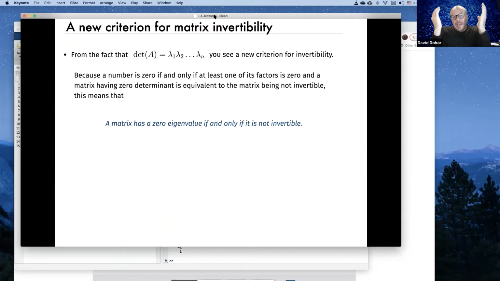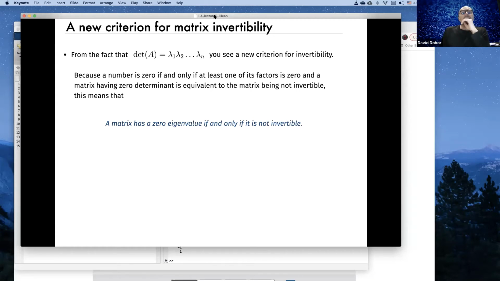Actually, every n by n matrix has exactly n eigenvalues. Why? Because this follows from the fundamental theorem of algebra, which says that any n-degree polynomial has exactly n roots. Now, some of those roots may be repeated. That's another question, but it does have exactly n roots. And therefore, every matrix of size n will have n eigenvalues, some of which may actually repeat.